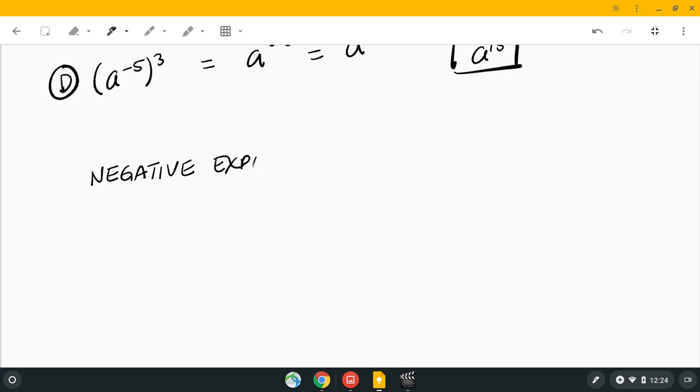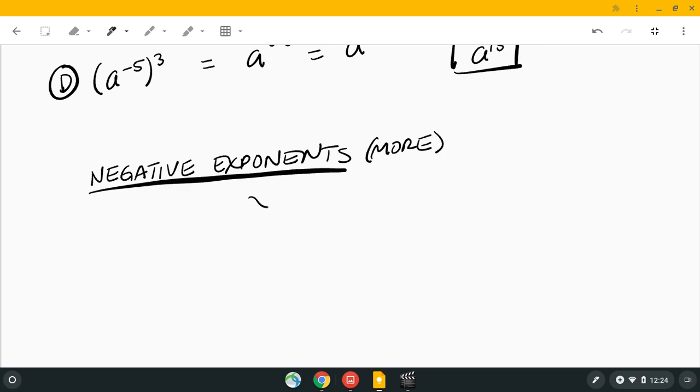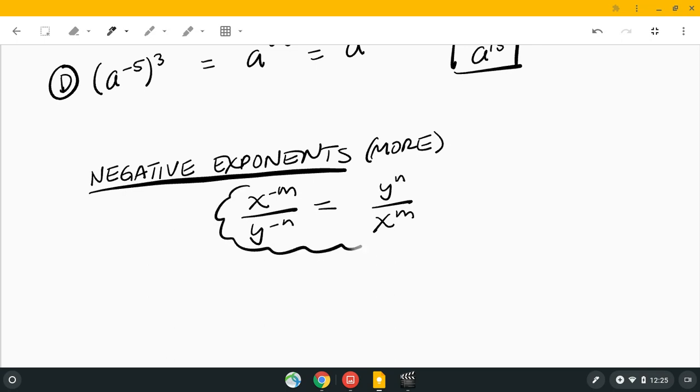Negative exponents. Okay, so it's still the same idea that if you have a negative exponent, then you take the reciprocal. If you have some up here that have negative exponents and some down here that have negative exponents, when you take the reciprocal, they basically just change places. So the y would move up here and the x would move down here to get that positive exponent. Okay? So it's still the same idea using the reciprocals.